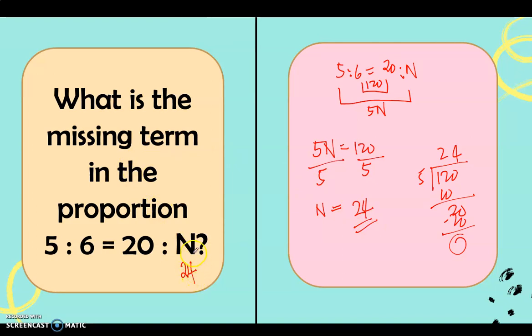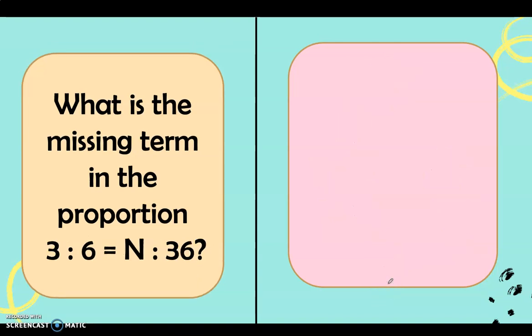So the missing term in the proportion is 24. If you want to check if it is correct, you multiply 24 times 5. It should be equal to 120. So 24 times 5 is 120. So our answer is correct. Another one, we have 3:6 is equal to n:36. You need to always multiply the means and the extremes regardless of where the missing term is. The missing term can be here, here, or here, as long as you follow the process of multiplying the extremes and the means.